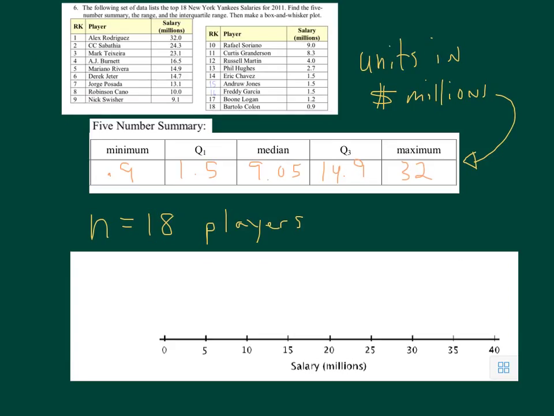Okay, so here's my data. Remember the units for my 5-number summary. This is $0.9 million. This is $1.5 million, so on and so forth. Here's my 5-number summary, and it's for n of 18 players. So there were 18 people there. We didn't ask for the mean, but if you added all of these up and divided by 18, that's how you would get the mean. So now here's my number line, and all I'm going to ask you to do is, again, press pause and make your own box plot, and then compare it to mine. So go ahead and press pause now.